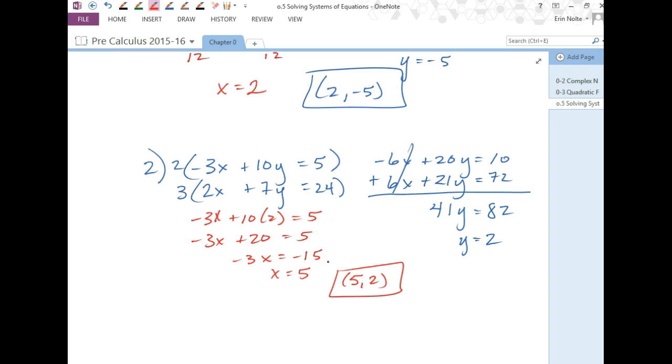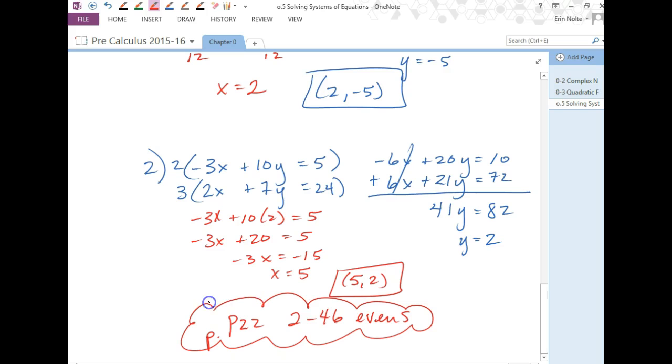All right, so your assignment is on page P22. Don't forget the P. You got 2 through 46 evens. And there's a few inequality questions in there that I didn't show you how to do. I'm going to let you guys play with those on your own and see what happens when you come back on Monday. See if you can play a little bit.